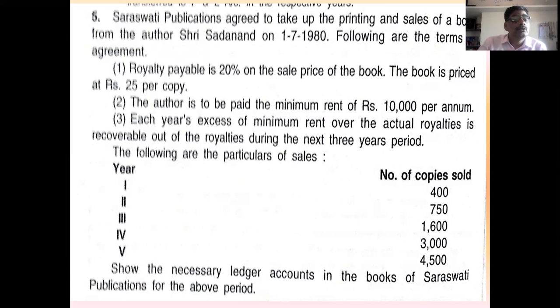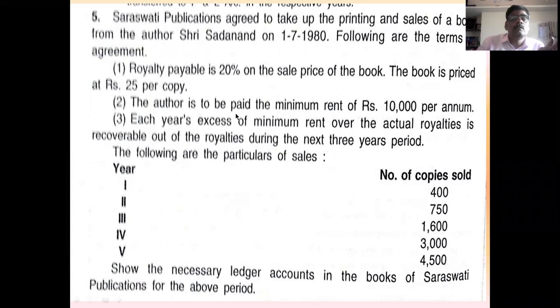Okay. First you calculate the rate of royalty. Don't go directly for solving the problem. First point, royalty. Royalty is equal to 20% on the selling price. Selling price is rupees 25. 20% on 25 is rupees 5. Therefore, first point clear, the rate of royalty is 5 rupees.